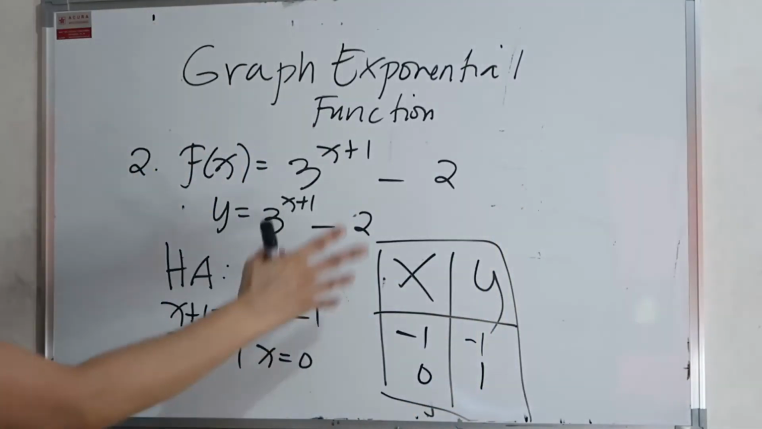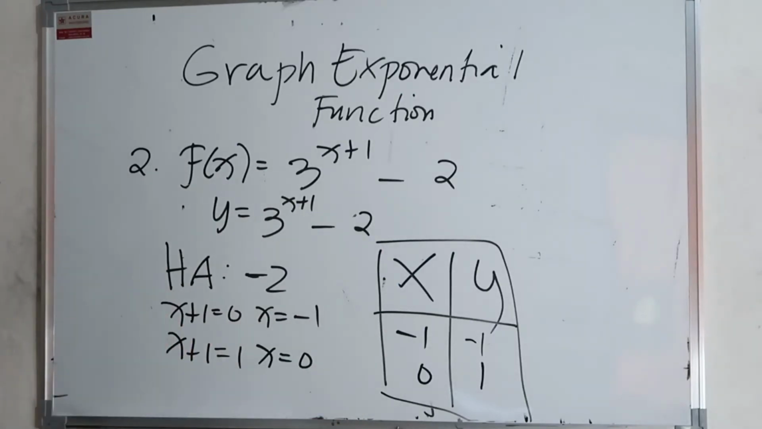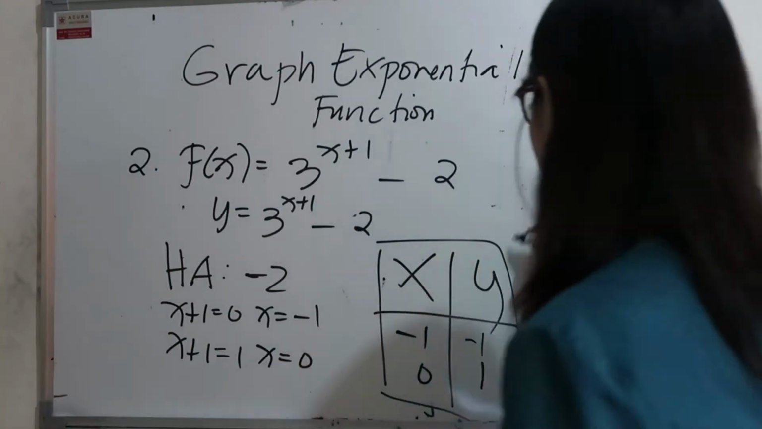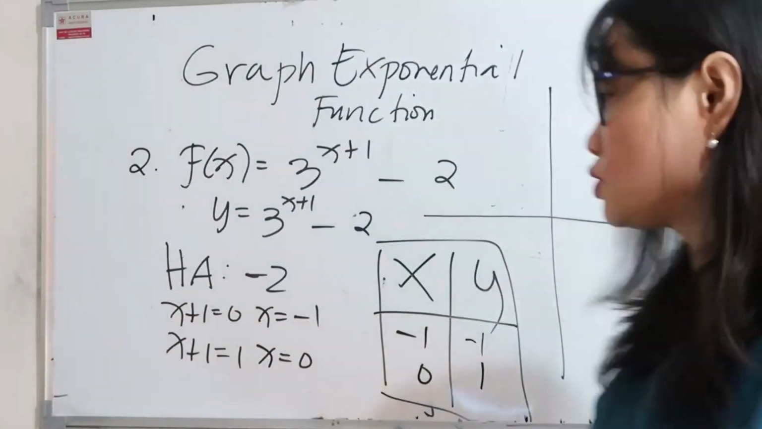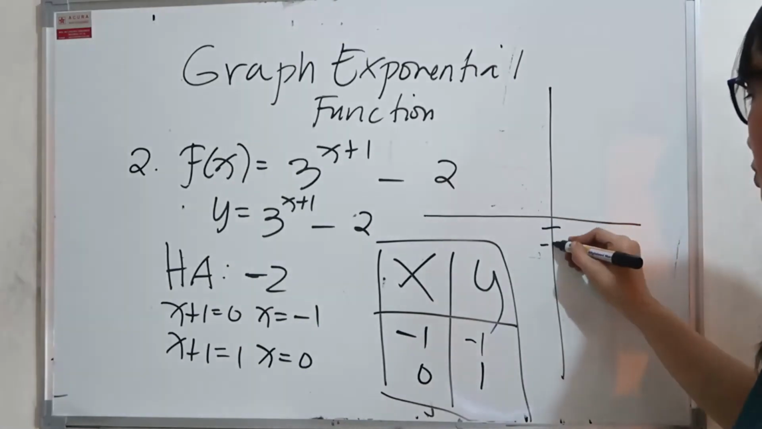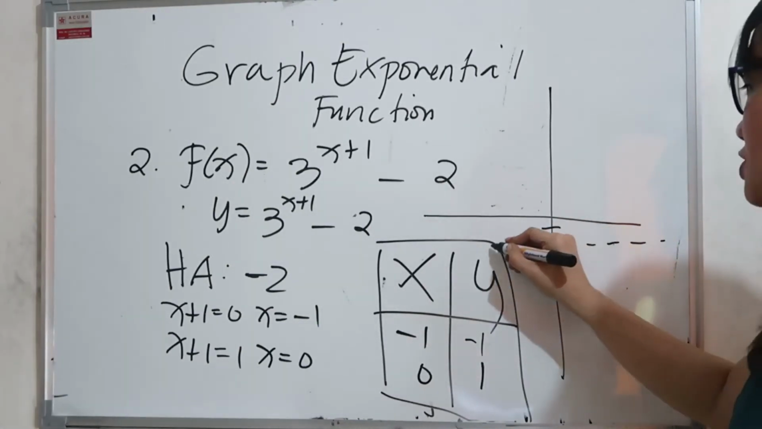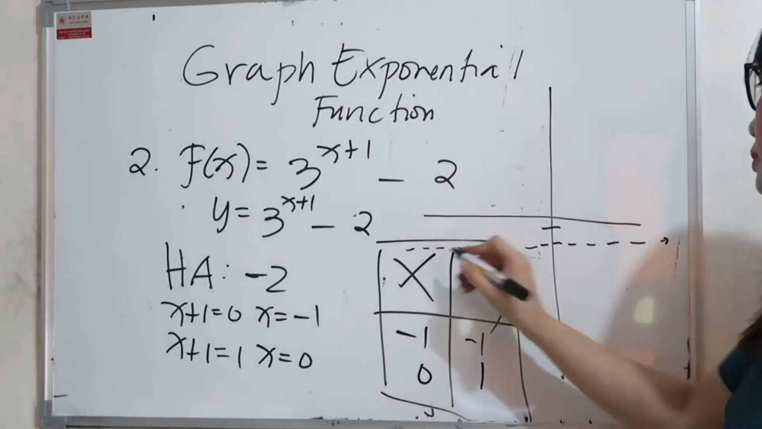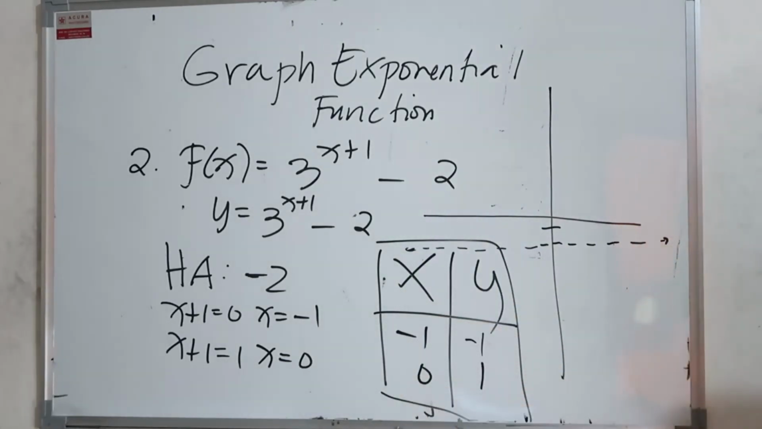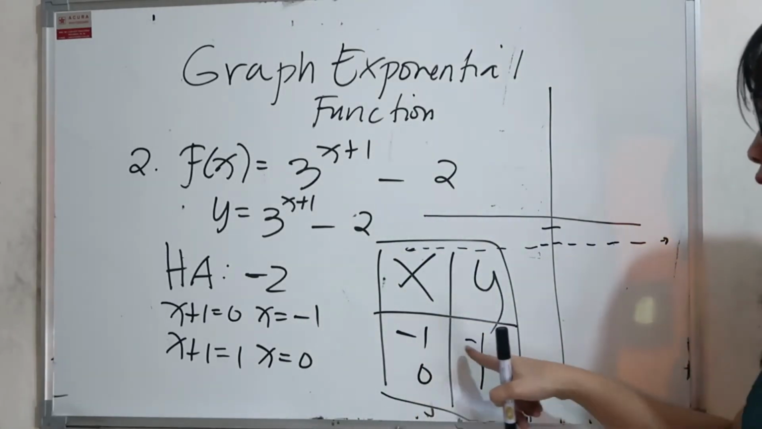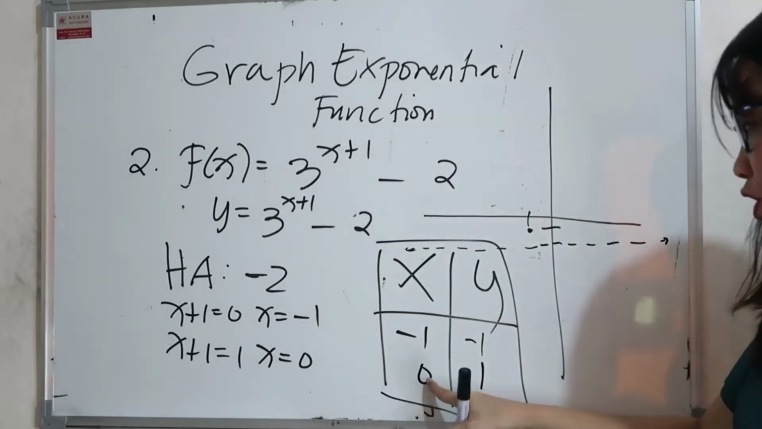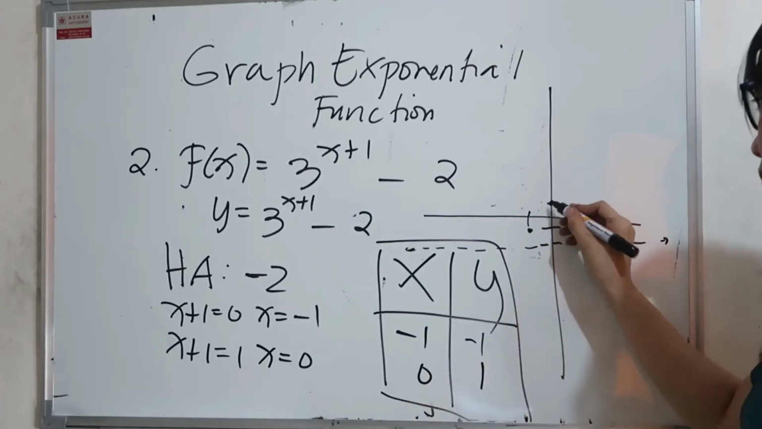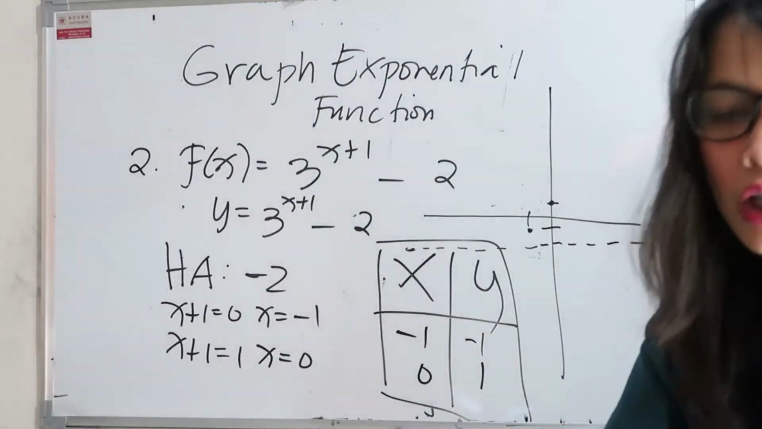Okay, next. So after we come up with a table of values and a horizontal asymptote, you can now plot the given points. Sketch the graph so that your horizontal asymptote is -2. So we have 1, 2. This is your horizontal asymptote, -2. Next, you plot the given ordered pairs. So we have -1, -1, and 0, 1.